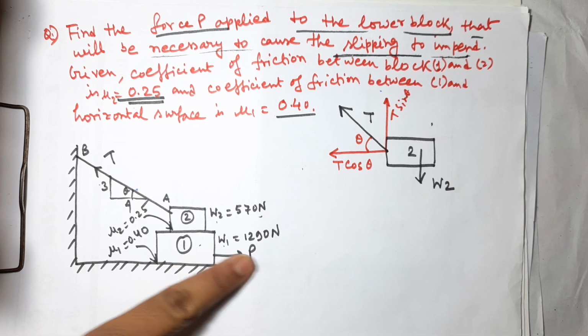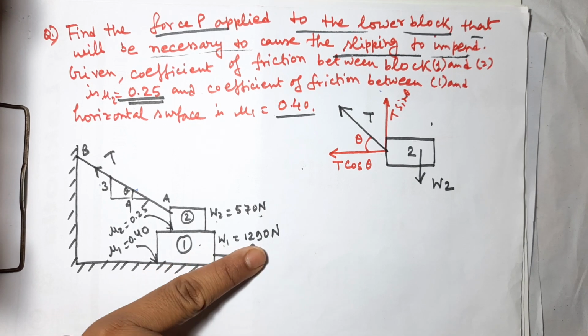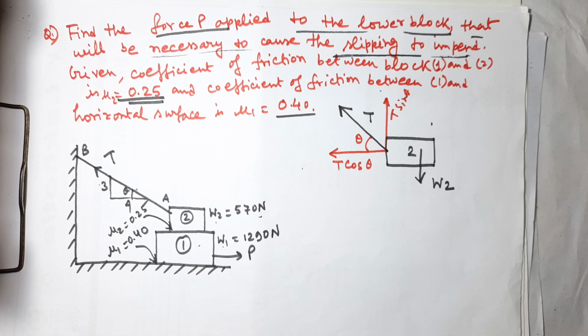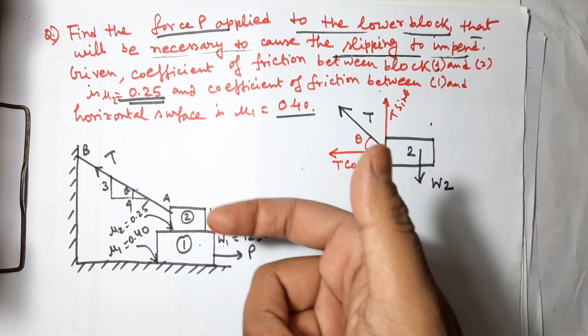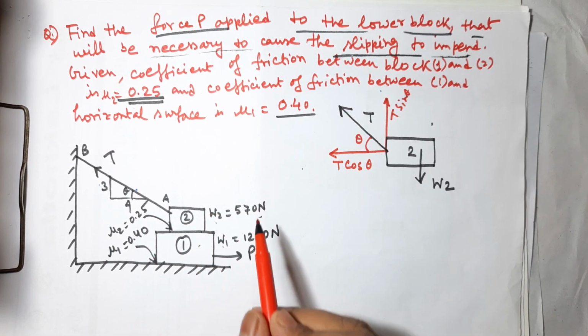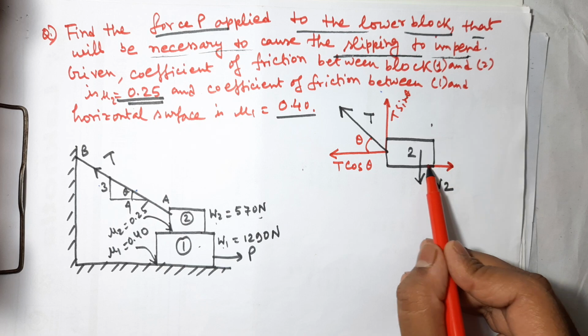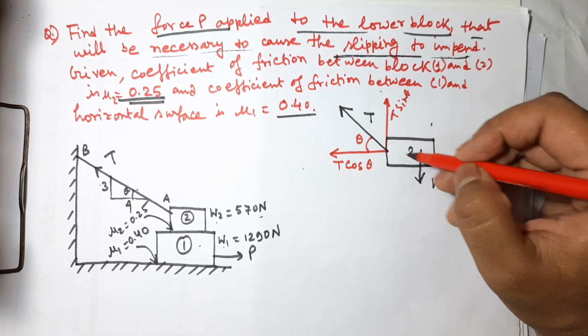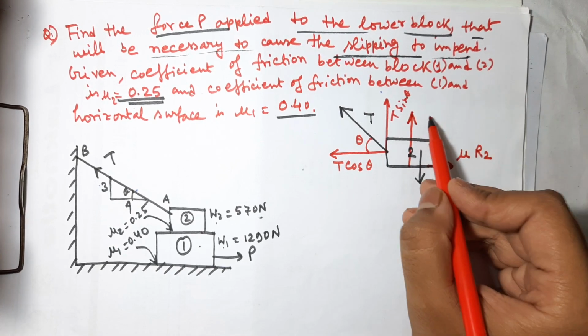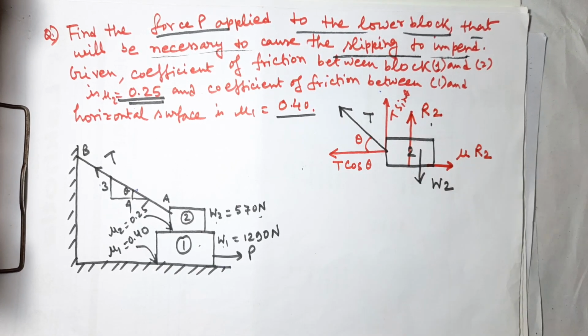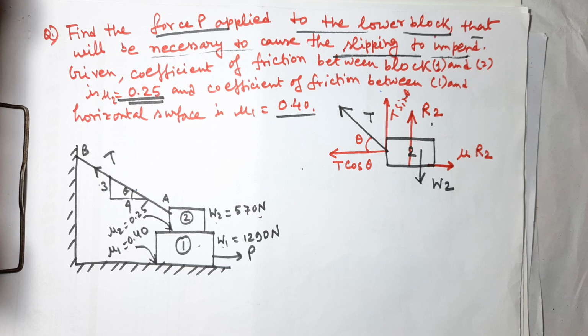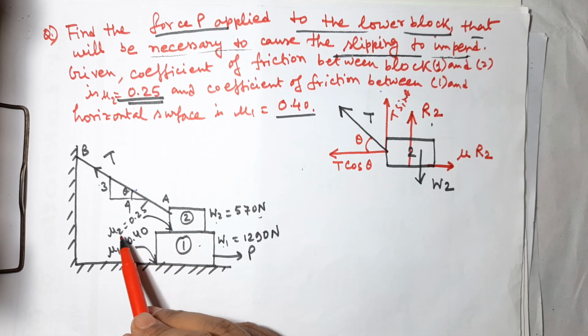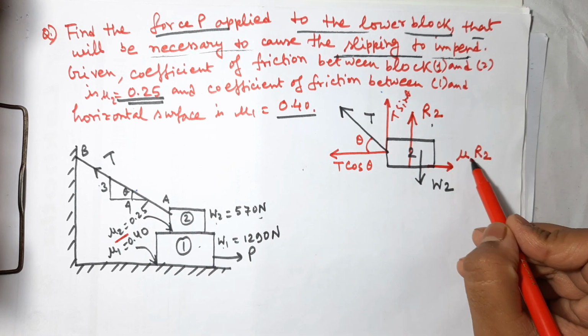Now the P force, and come to the friction. If the P force is acting on the first block in this direction, a pseudo force acts on the second block in this direction, so the frictional force on the second block is acting this direction. This is mu2 R2, where R2 is the normal reaction by the first block.